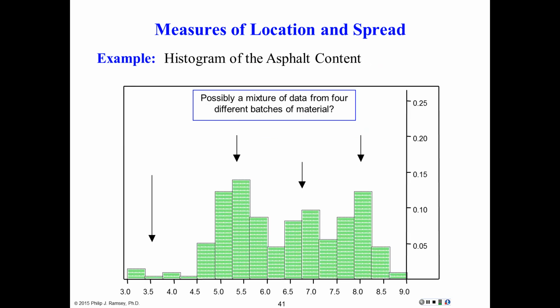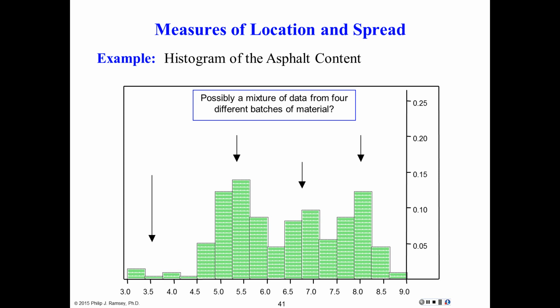So I'm going to give an example. This is from a project I did a number of years ago with a company that makes asphalt and paves roads. And that's what they do. And I had several hundred measures of the asphalt content in each batch that they make. And in theory, all batches are made with the same recipe. They should all have the same percent or proportion of asphalt content.